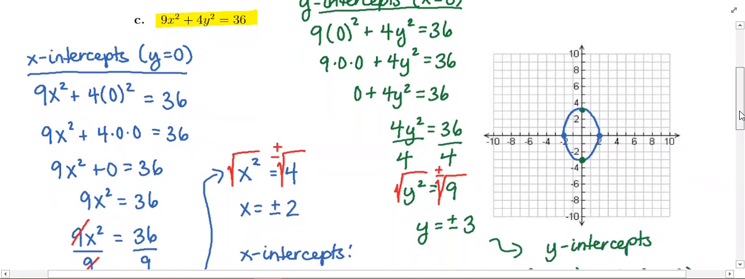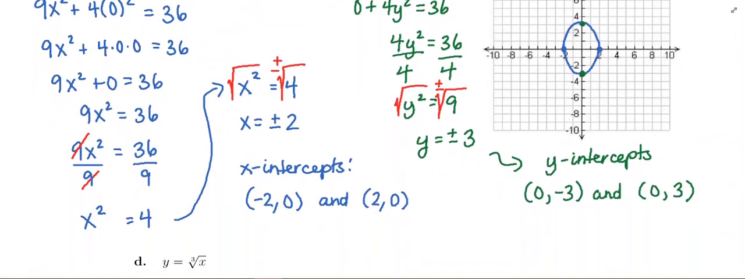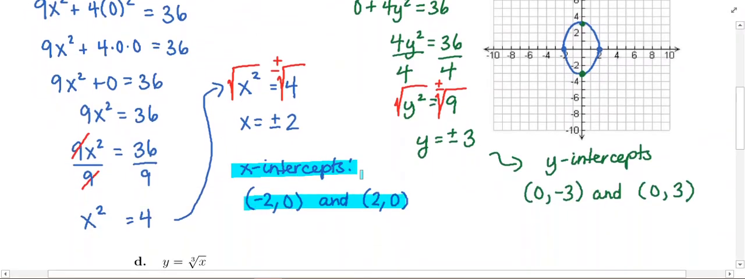Okay, so that is what this particular graph looks like. So we've got the graph, and then we've got our x-intercepts, and we've got the y-intercepts. All right, let's try one more.